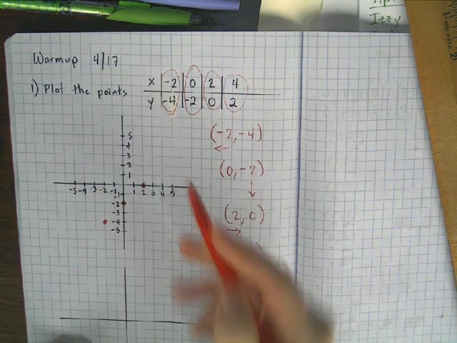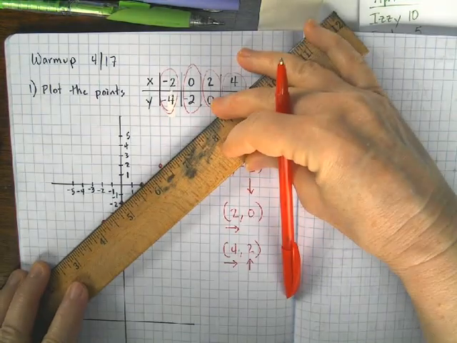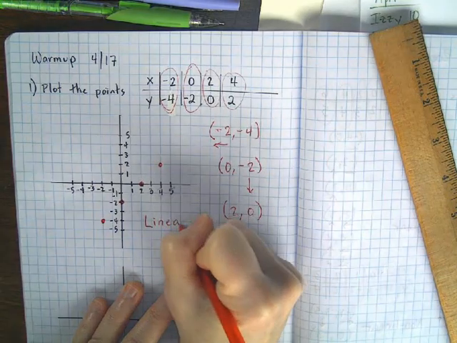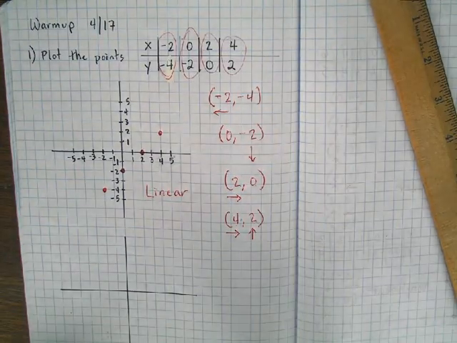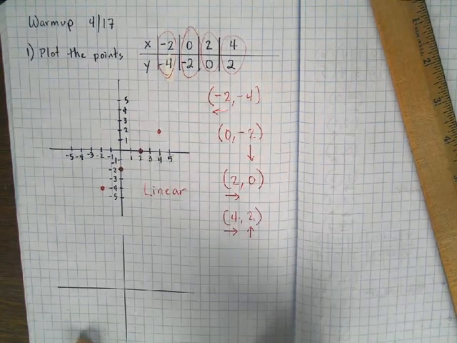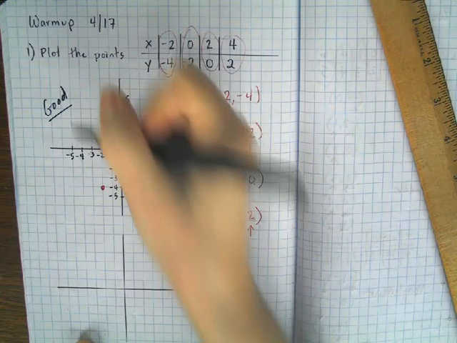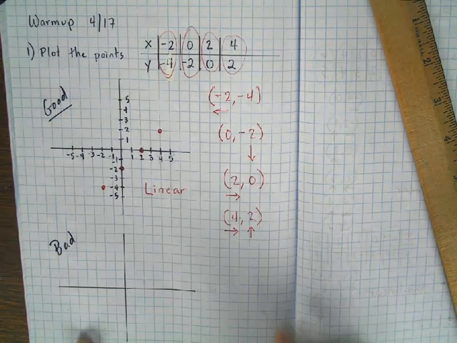Now, does it make a straight line? Yes, it does. It is linear. Okay, so why do I have this? This is what I saw people doing yesterday, being very sloppy. Okay, this is good. This is a good graph. Good. Now I'm going to do a bad. Malo. Okay, I'm going to do it badly.